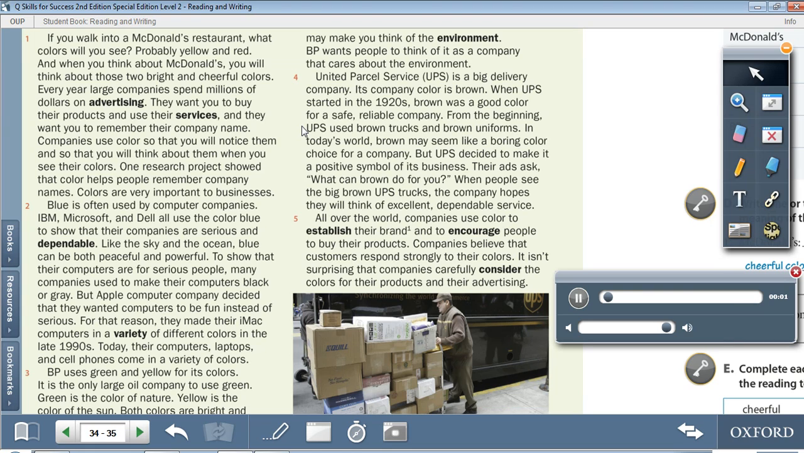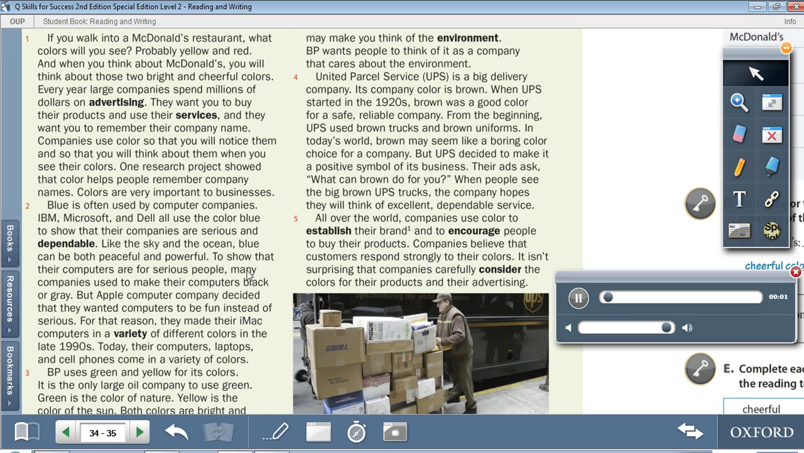Every year, large companies spend millions of dollars on advertising. They want you to buy their products and use their services, and they want you to remember their company name. Companies use color so that you will notice them and so that you will think about them when you see their colors. One research project showed that color helps people remember company names. Colors are very important to businesses.